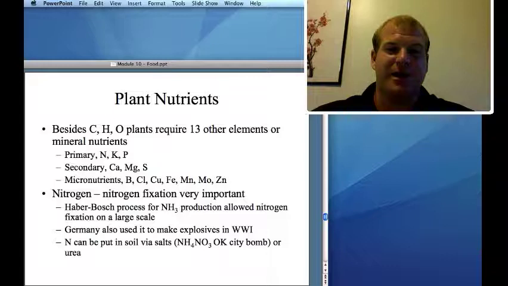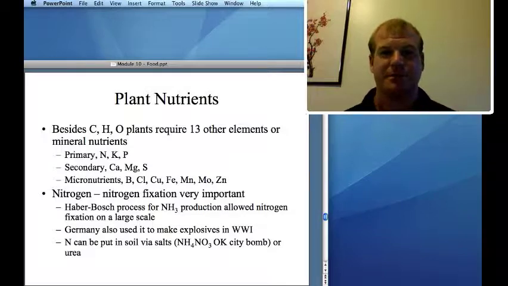But ammonia can also be used to make explosives, and Germany fought World War I. Germany is where the Haber-Bosch process was developed. World War I could not have been fought without the ammonia synthesis. So ammonia synthesis, although it allowed the huge population of the Earth we have today, also found its use in warfare.